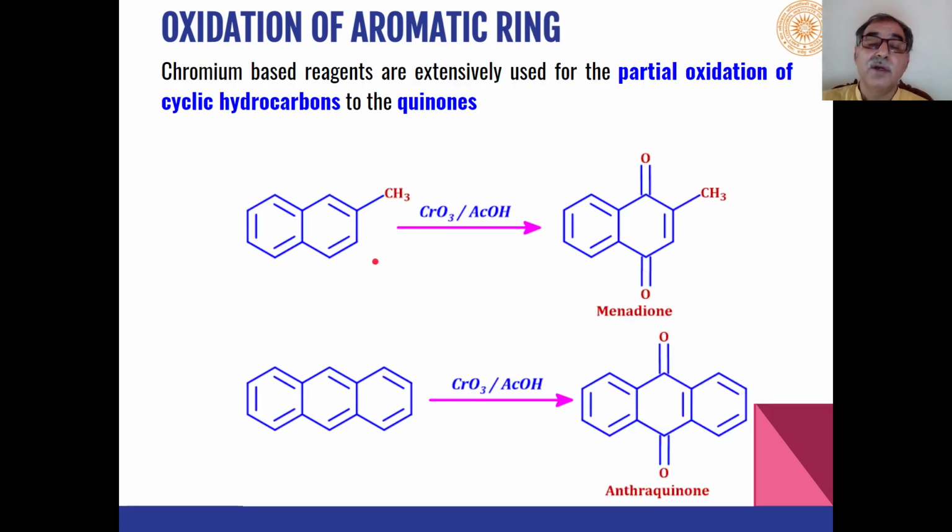Then chromium-based reagents can also partially oxidize cyclic hydrocarbons to quinones. For example, 2-methylnaphthalene is oxidized to menadione when this is reacted with chromic anhydride in acetic acid as the solvent. Similarly, anthracene can be oxidized to anthraquinone under similar conditions.